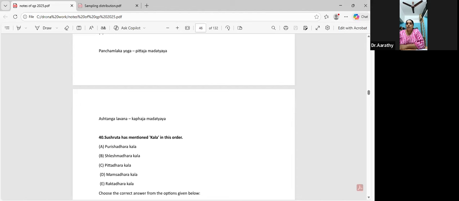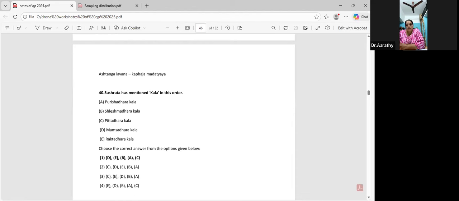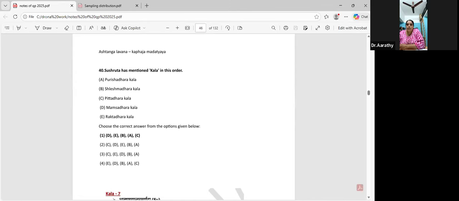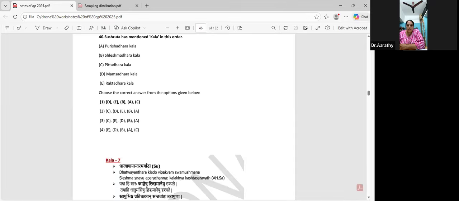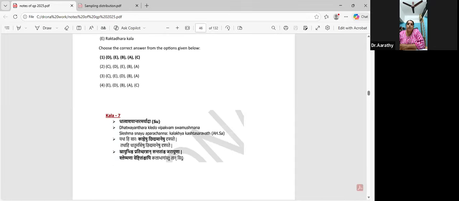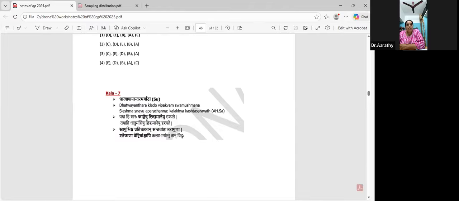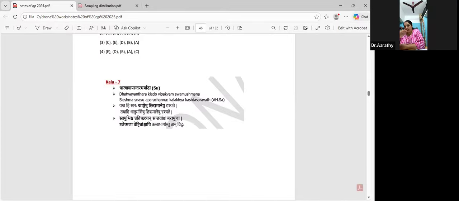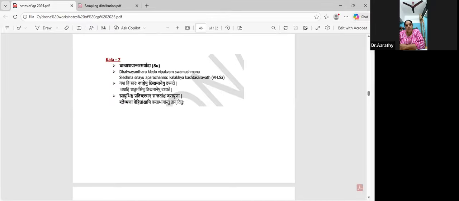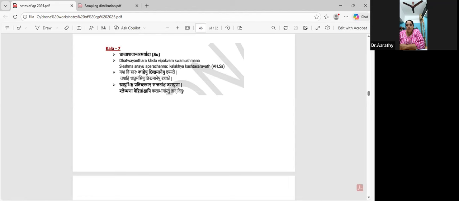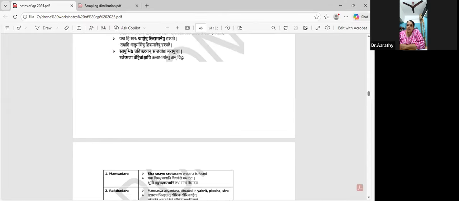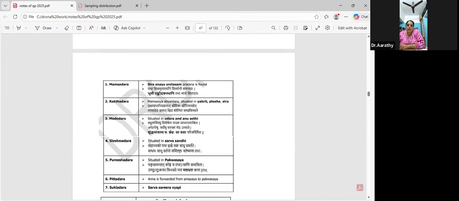Okay. Question number 40. Sushruta has mentioned Kala in this order. Kala is one important aspect in Sushruta Sharira. You have to understand the order, study the order, and also the very important points from the Kala. That is, where is each Kala present? Okay, what is the function of each Kala? Those are the very important points in Kala. I'm sure your notes will have highlighted points regarding that. Also, there are a few similes when Kala is mentioned. That also you should keep in mind.